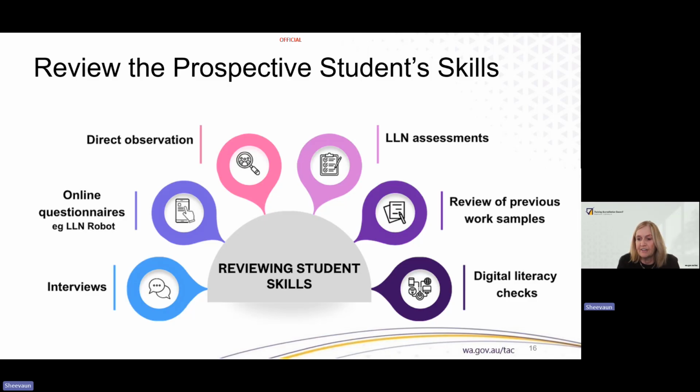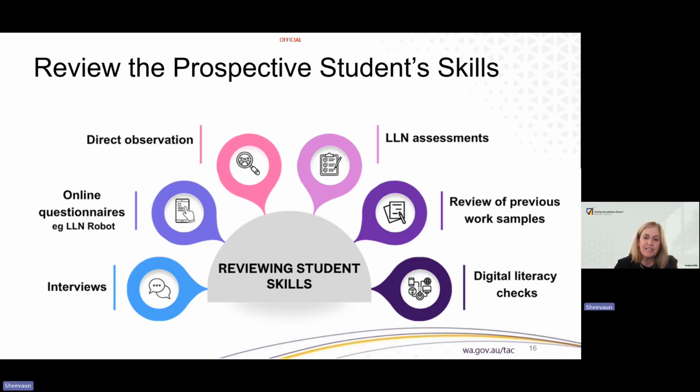There are also things like direct observation, which may be harder for RTOs to use, but nonetheless, it's a possibility. There are LLM assessments that students can use, and these are not necessarily LLM robot systems, but might be LLM assessments that are developed in-house. You can review previous work samples of students. That could be part of the pre-enrolment process. And there are obviously some digital literacy checks that you might want to undertake as well, although I think a lot of enrolment happens digitally anyway, so that's usually a good way of indicating if someone actually has digital skills.